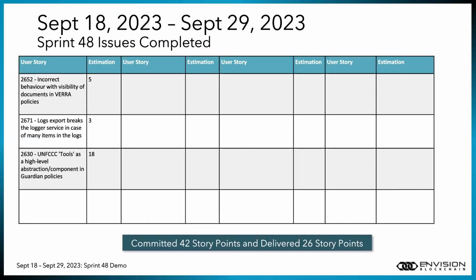So now looking at Sprint 48 issues. Sprint 48 lasted from September 18 to September 29. We committed to 40 story points and delivered 26 story points, which includes incorrect behavior with visibility of documents in Vera policy. This was one of the bugs. And then we worked on 2630, which is UNFCCC tools as a high-level abstraction component in the Guardian policy. This was a major big feature which we have come up with, and it's in the development stage.